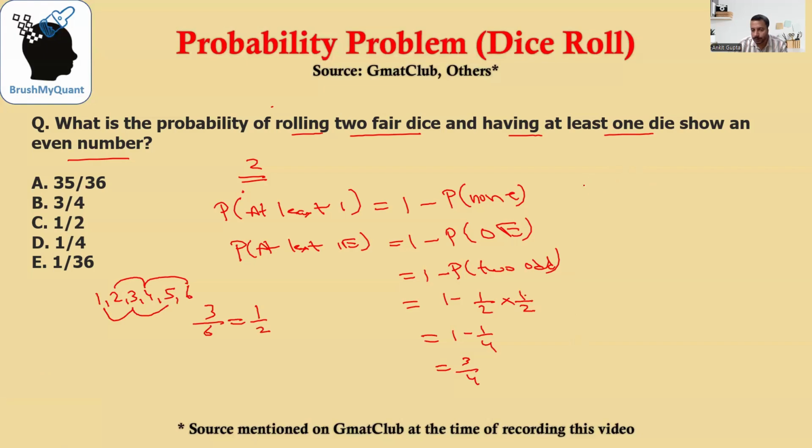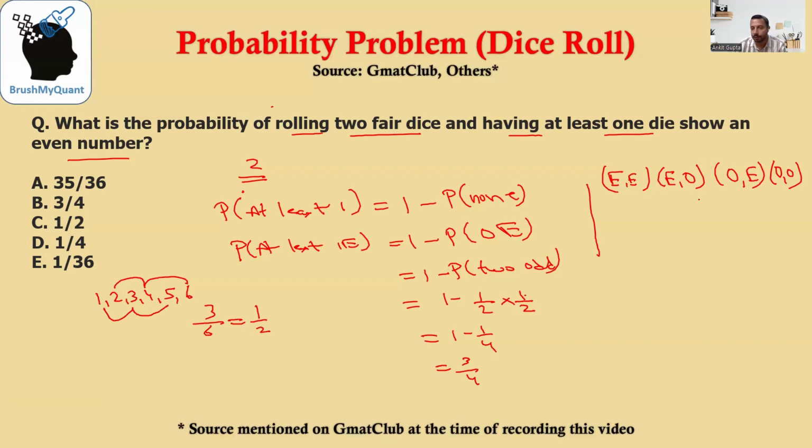Let's solve the problem using another method. So when we are rolling two dice, then there are four possible choices. Either both the numbers will be even, first one will give an even, other one will give an odd, first one will give an odd, second one will give an even number, or both of them will give an odd number. Since it's a fair die, there's an equal chance of all of these options happening.